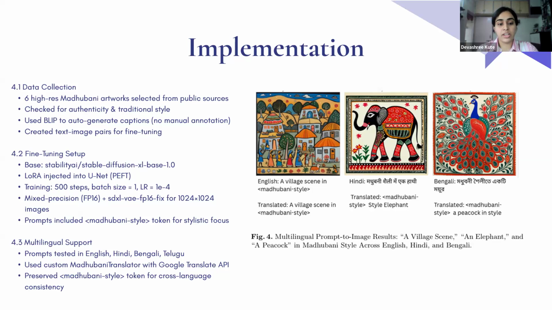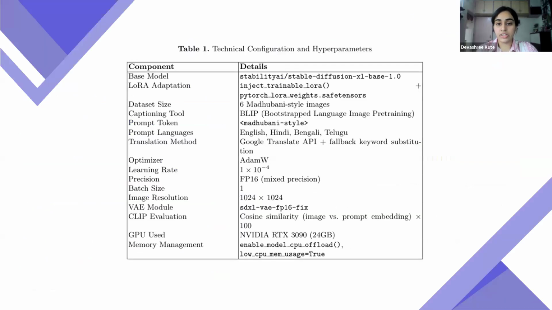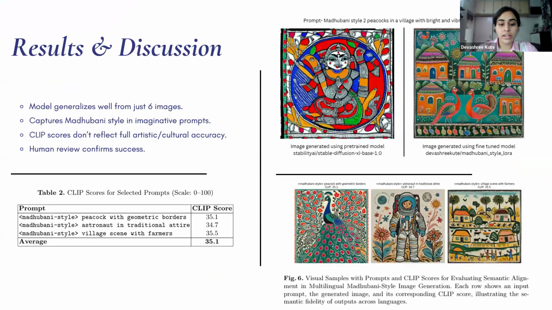Then mixed precision FP16 training and a patched VAE were enabled, and all the prompts used during training had a custom token called Madhubani style. And to ensure inclusivity, we used Google Translate API. This is the technical configuration and hyperparameters, which are displayed in this table. Let's have a look at our results.